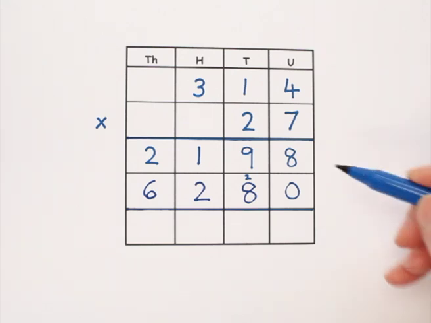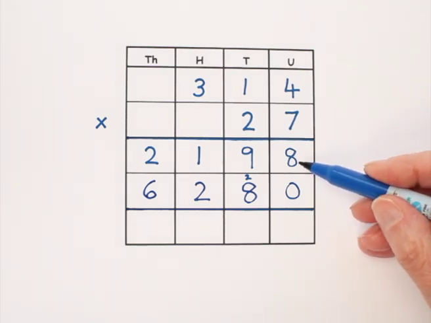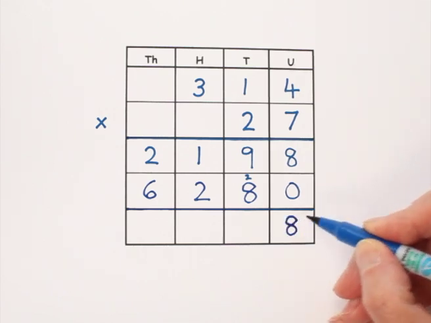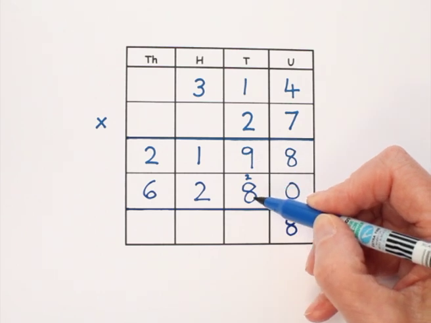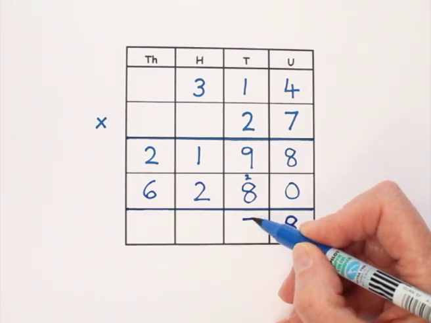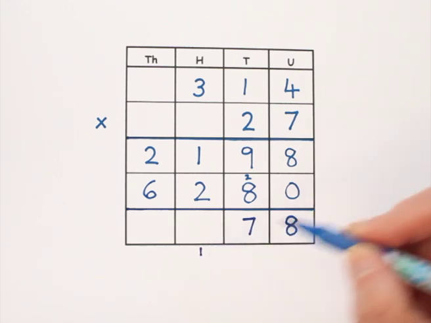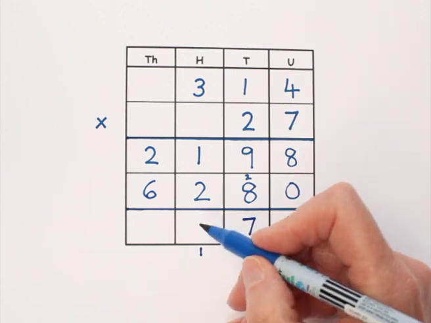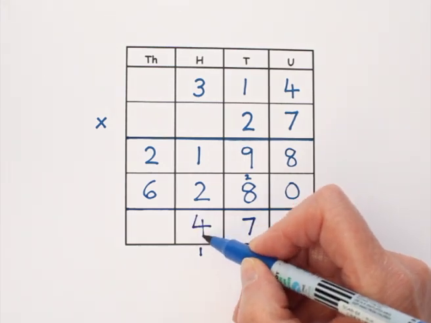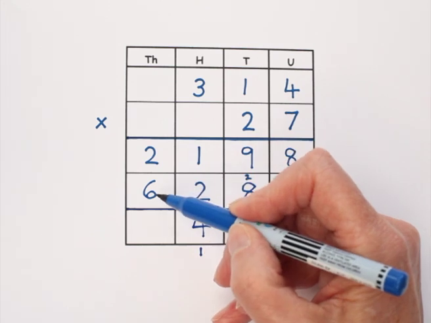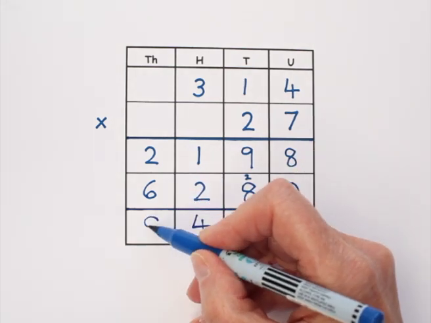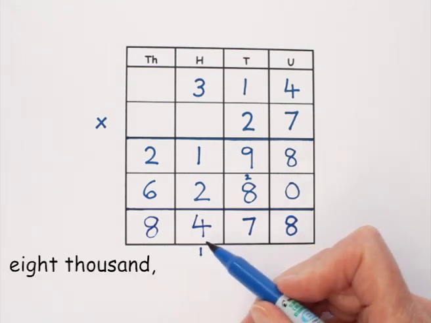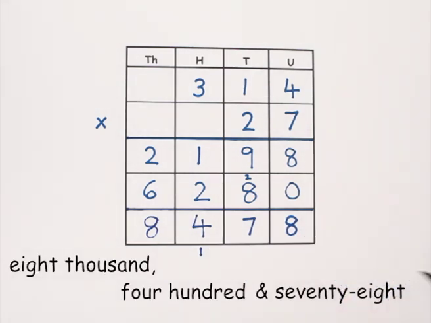The next thing to do is to add these two columns together. 8 plus nothing is 8. 9 plus 8 is 17. Write down 7 and carry a little 1. 1 plus 2 plus this little 1 is 4. And lastly, 2 plus 6 is 8. So that's the answer, 8,478.